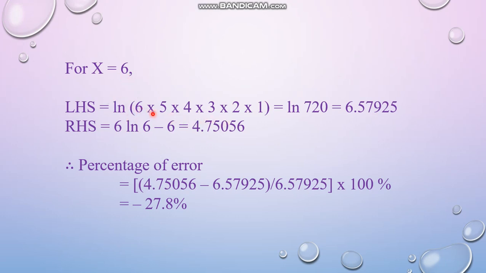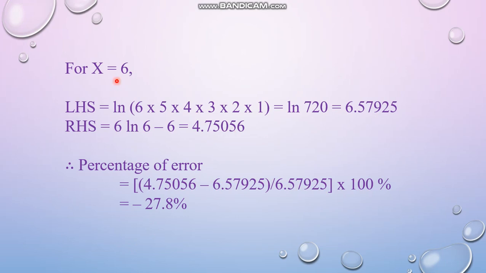Natural log of 6 into 5 into 4 into 3 into 2 into 1, that means natural log of 720, which is equal to 6.57925. Now what is the approximate value? If the Stirling approximation is applied to it, then it should be 6 ln 6 minus 6, and this value is equal to 4.75056. So it's much less than the original value. So what is the percentage of error? It is minus 27.8%. First of all, the difference between these two, then divided by the original value into 100. Since it is less, the error is negative.